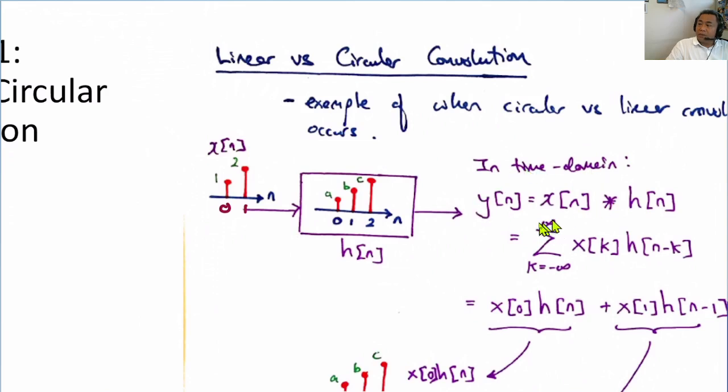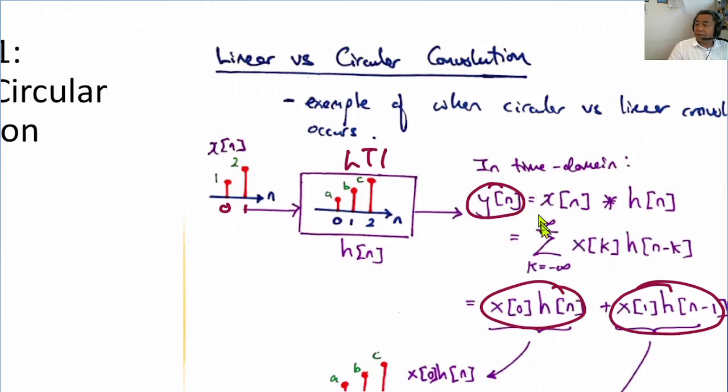We know that in the time domain, what we are trying to do to get y of n is the convolution, we should say linear convolution, between x of n and h of n by this equation. And since this x of k has only two samples, we are actually only interested in doing this operation with x of 0 times h of n minus 0, and x of 1 times h of n minus 1. These two operations, because the rest of the x of k's are 0.